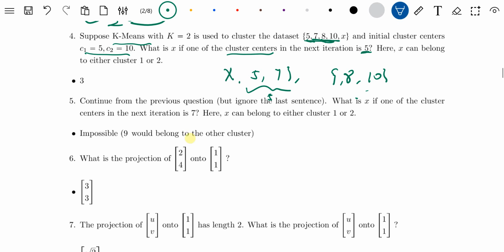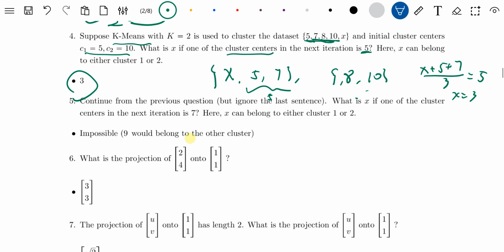So let's put x here. So the cluster center between x, 5, and 7 is 5. So it should be 3, but let's write it down. x plus 5 plus 7 divided by 3 should be 5, and solve for x. x is 3.